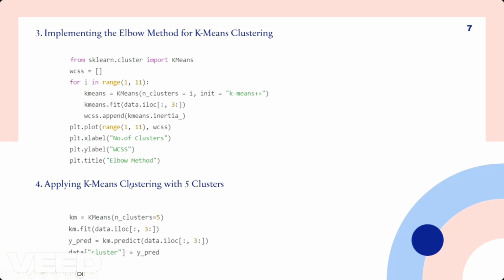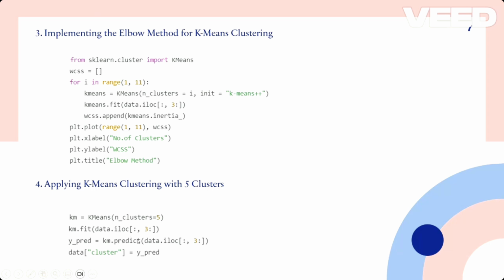And then the fourth step is applying k-means clustering with 5 clusters. km initializes the k-means algorithm with 5 clusters. I have given it here as 5, so it will be 5 clusters. km.fit fits the k-means model on the data starting from the fourth column. And then y_kmeans predict.